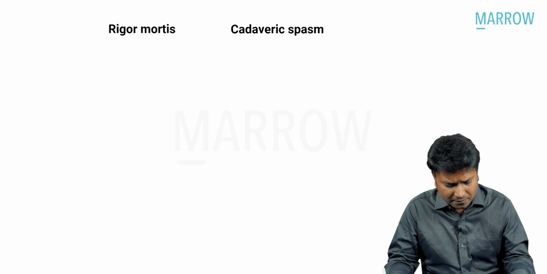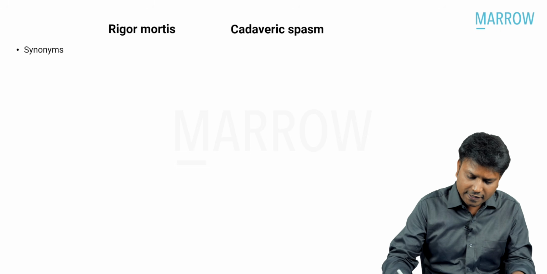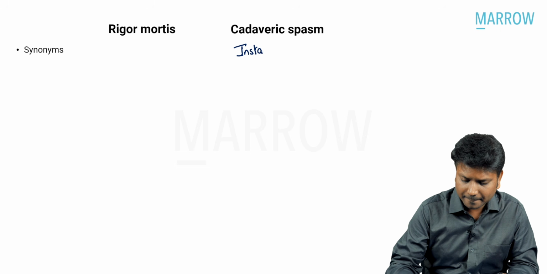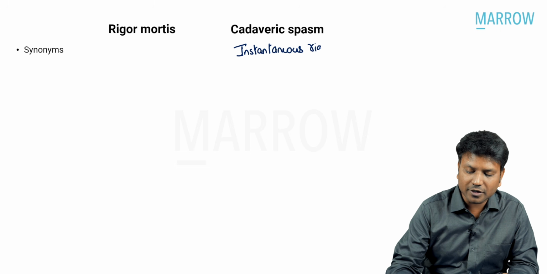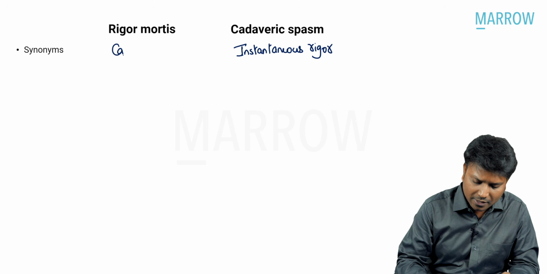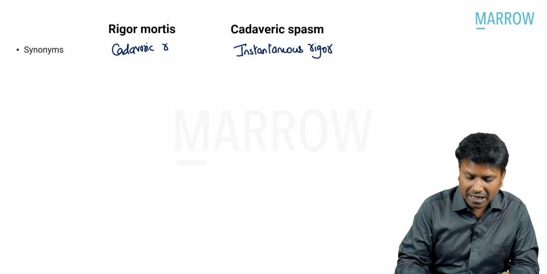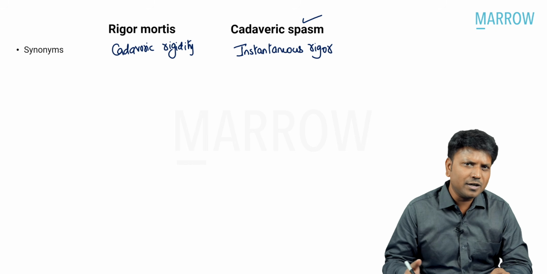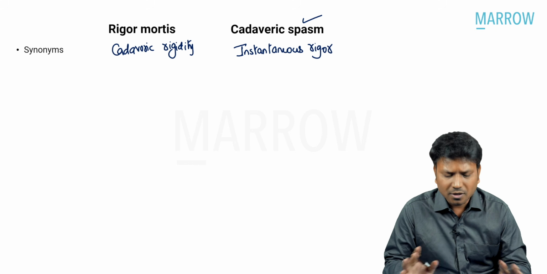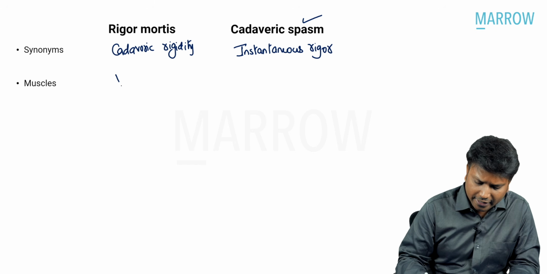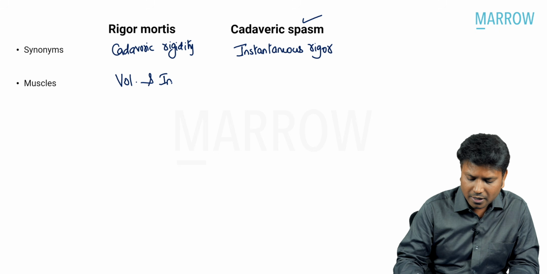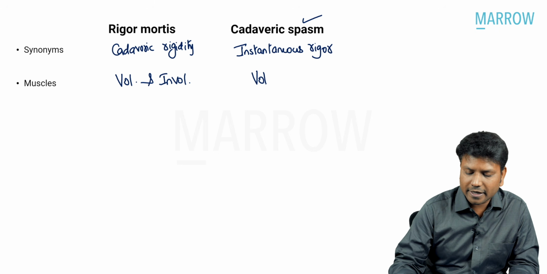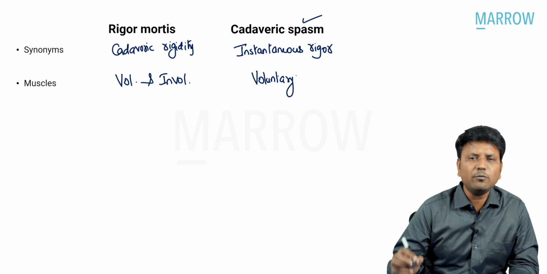Cadaveric spasm is also called instantaneous rigor. That means it occurs immediately after death of the person. Rigor mortis is also called cadaveric rigidity. Remember, it is rigidity, not spasm, because in the question they'll try to confuse you by swapping these terms. In rigor mortis, both voluntary and involuntary muscles are involved, whereas in cadaveric spasm, only voluntary muscles are involved.